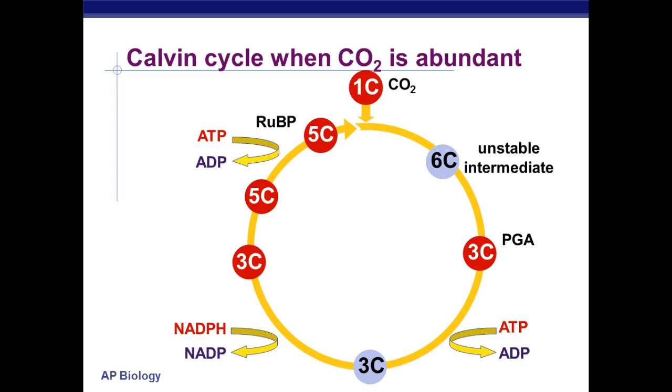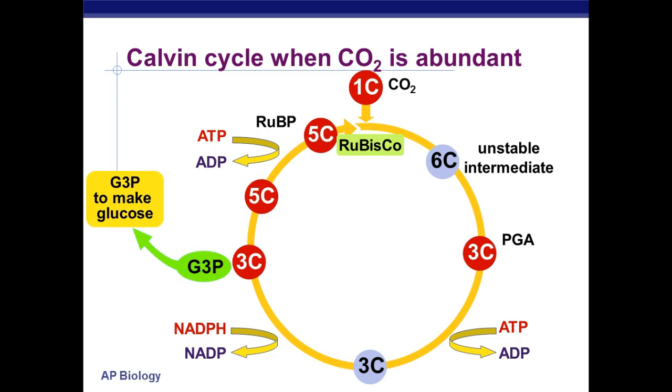So again, here we're looking at the normal Calvin cycle when we have plenty of carbon dioxide. Rubisco will join a carbon to the 5-carbon RuBP, and by the time we're done, one complete turn of the Calvin cycle, we'll have made some G3P, which we can combine to make glucose sugar. And the plant's very happy. This is the normal Calvin cycle, or what we call the C3 cycle.